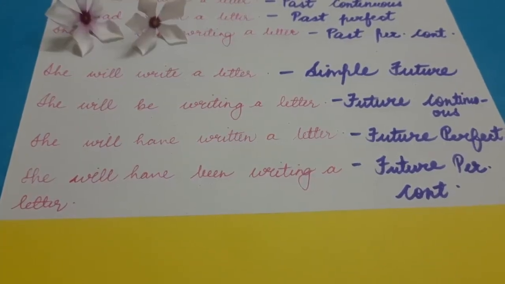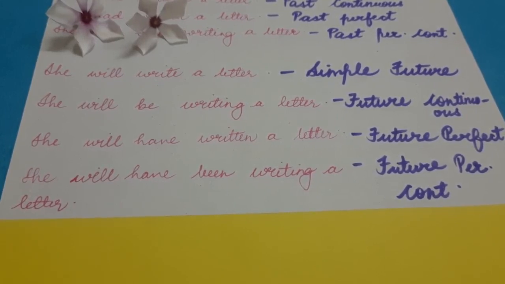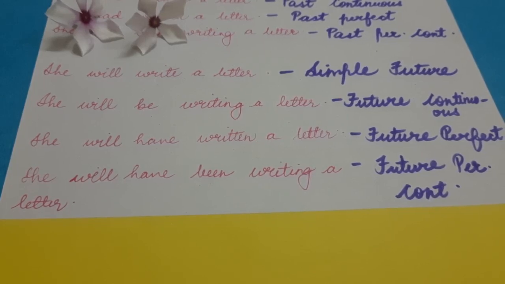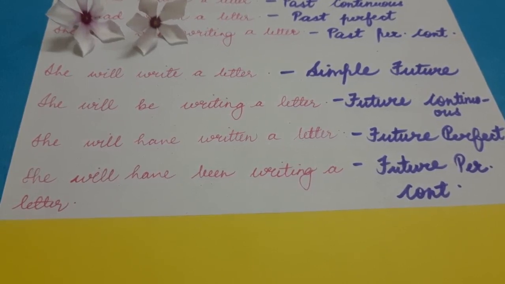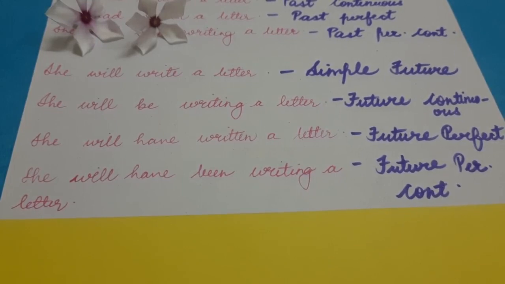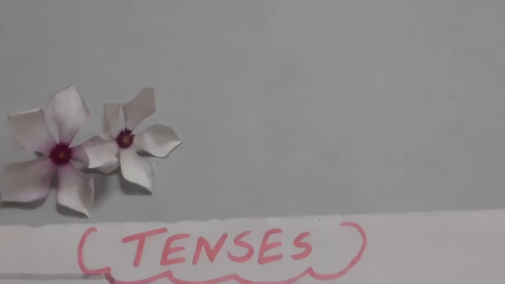Now about the future. She will write a letter. She will be writing a letter. She will have written a letter, and she will have been writing a letter. So in future tense we use shall or will. It is compulsory in every part of future tense. The will or shall will come. So guys, we have discussed all the 16 tenses: present tense with its 4 subparts, past tense and future tense.